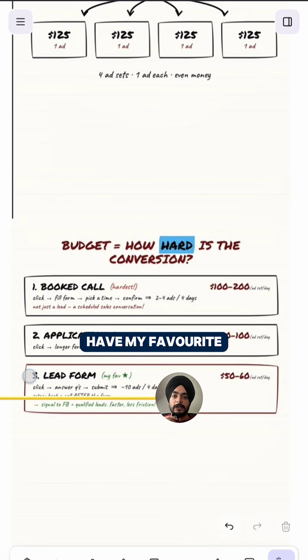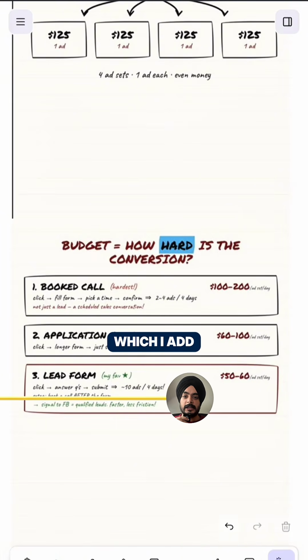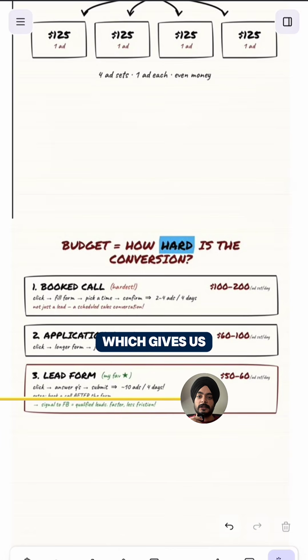And then we have my favorite, which is a lead form. So with a lead form, they simply click the ad, answer some questions, submit. An additional extra which I add is for them to book a call off the back of this lead form. And with this, we might be spending between $50 to $60 per ad set, which gives us about 10 ads to test over 4 days.